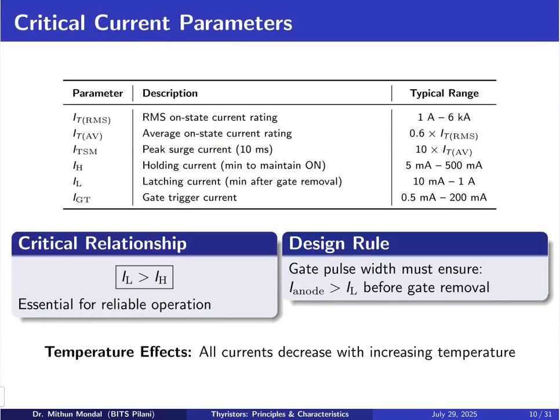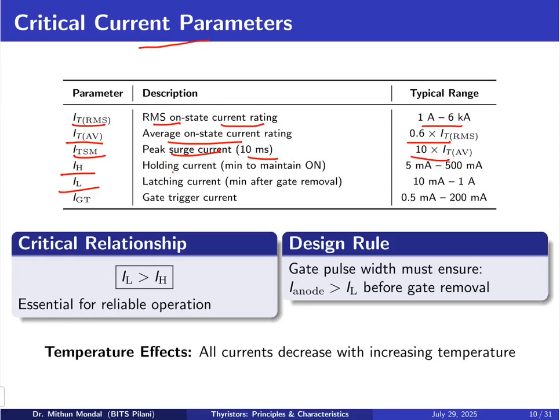Now we'll see the critical current parameters. So ITRMS is the RMS value on-state current rating. It is 1 ampere to 6 kiloampere depending upon the thyristor. IT average is average on-state current rating, which is 0.6 times the RMS value. ITSM is peak surge current, 10 millisecond duration. It is 10 times the average value.